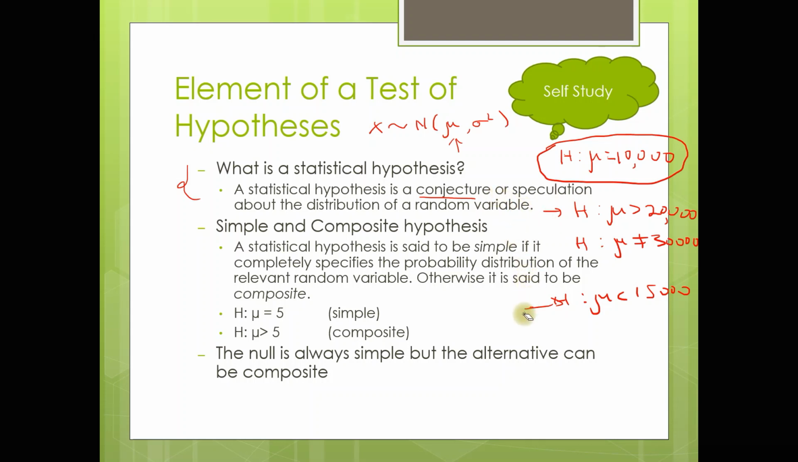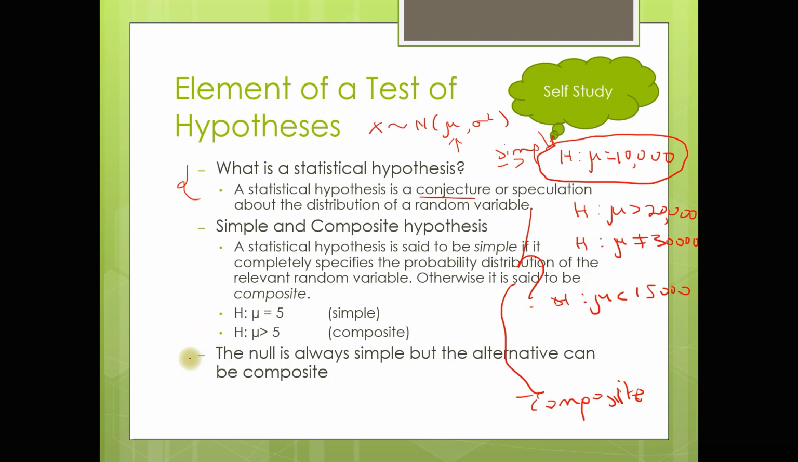In this regard, this is what we call a simple hypothesis, and this is what we call a composite hypothesis. This is a composite hypothesis, this is another one, this is another one, and it goes on like that. So that's the idea behind what we call a simple hypothesis and a composite hypothesis.